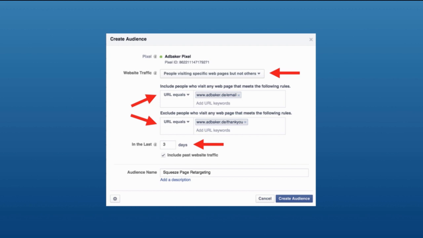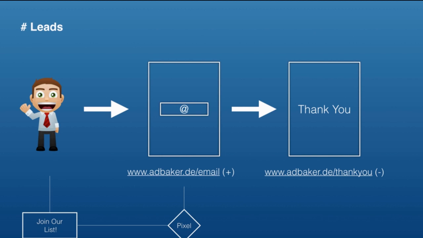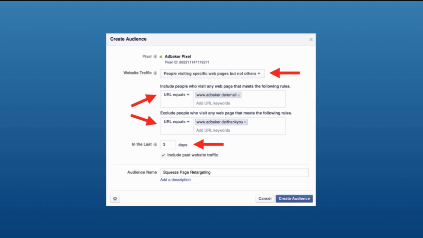And what you have here in place, what we talked about earlier, is a full email funnel. So what you will do in the next step is to include people who visit any web page that meets the following rules. Just enter the URL of your squeeze page. So in this case, it's www.adbaker.de/email. Let's just go back. Can you see that? That's the URL of the squeeze page. So just copy paste this one and enter it in this field.